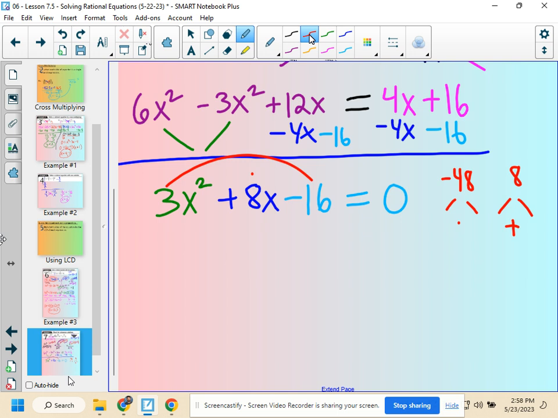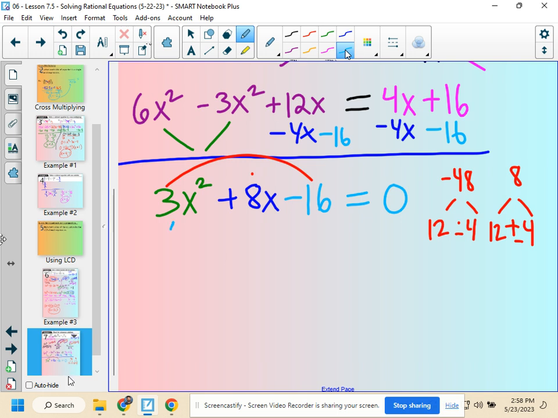12 times 4. Yeah, sure, I like that one. 12 and 4, right? Because 12, 24, 36, 48. 12 and 4 get me to 48. If it's a negative 4, that's going to give us a negative 48. That's going to add up to positive 8. We're good. But what makes this one the tough factor?